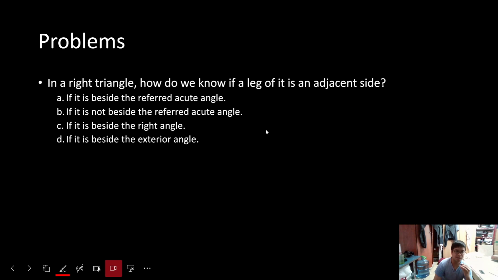So let's just say I have a right triangle here, right? I have a right triangle. Let's suppose we have a given angle here, and this is our referred angle, all right? This angle is an acute angle. So we're going to know if a leg of it is an adjacent side, right? So meaning we're going to focus on these two sides because these two are the legs of a right triangle.